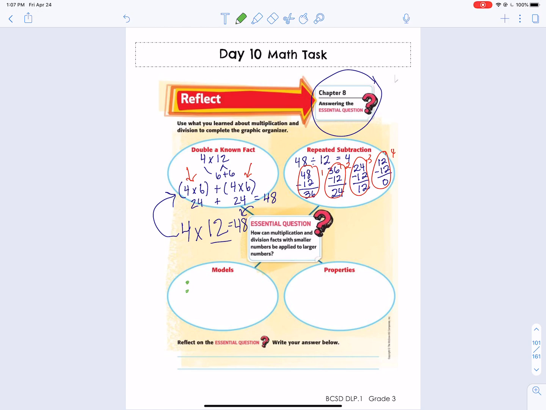So 1, 2, 3, 4. Just setting this up here. Now I've got to go 12 across. You know what? I'm breaking one of my own rules here. This is going to be hard to draw if I try to fill it in that way. Let me just start like this. So I've got one column of 4. 1, 2, 3, 4, 5, 6, 7, 8, 9, 10, 11, 12, 13, 14, 15, 16, 17, 18, 19, 20.